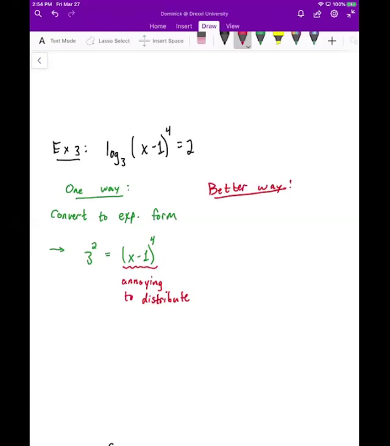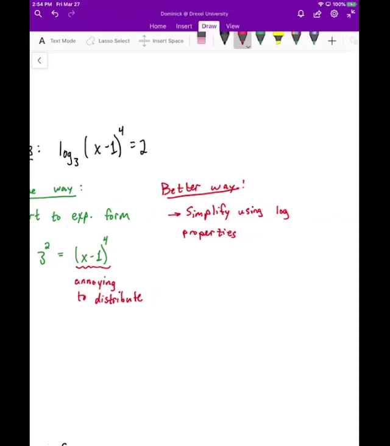And we're first going to simplify using our log properties. Now, if we do that here, of course, we could use the power rule. And we could bring the 4 out front, and then we have a 4 log base 3 of x minus 1 is equal to 2.